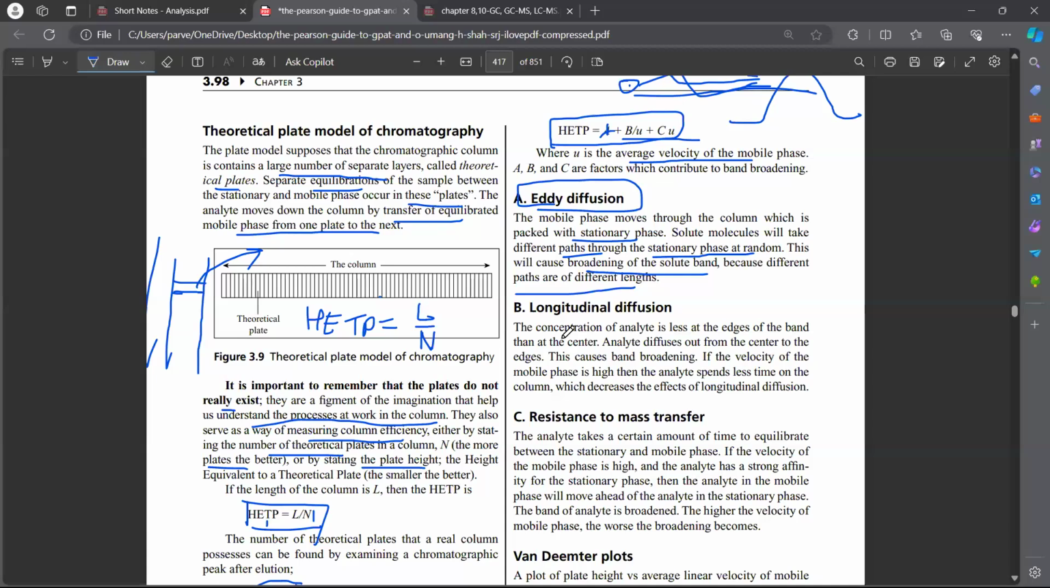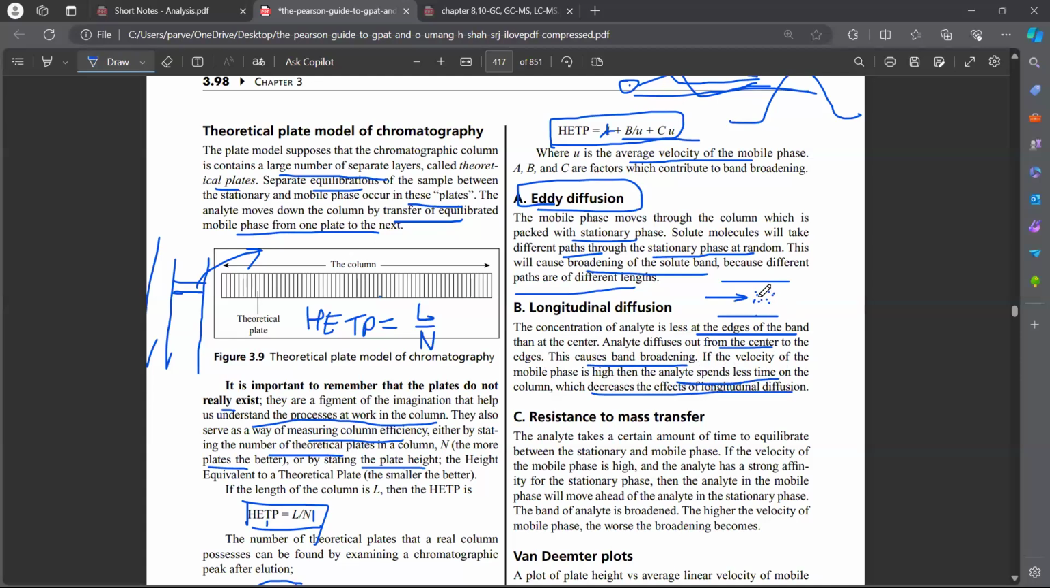Longitudinal diffusion states that the concentration of analyte is less at the edges of the band than at the center. Basically, due to the high velocity of the mobile phase in the center, the concentration of the analyte at the edges is less when compared to the center, which has more analyte. Analyte diffuses out from the center to the edge. This causes band broadening. If the velocity of the mobile phase is high, then the analyte spends less time on the column, which decreases the longitudinal diffusion.